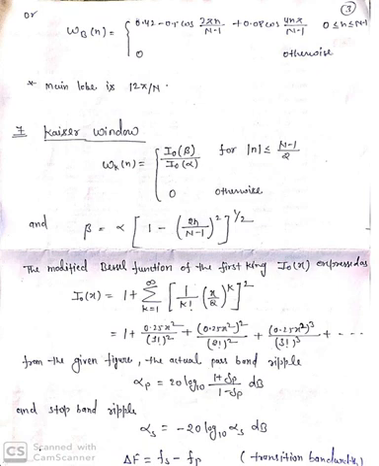From the given figure, the actual pass band ripple alpha_p equals 20 log10 of (1 plus delta_p) upon (1 minus delta_p). Delta_p is the pass band ripple, and the stop band attenuation alpha_s equals minus 20 log10 delta_s in dB. So delta_s is the stop band ripple, and the transition bandwidth delta f equals fs minus fp, that means stop band frequency minus pass band frequency.